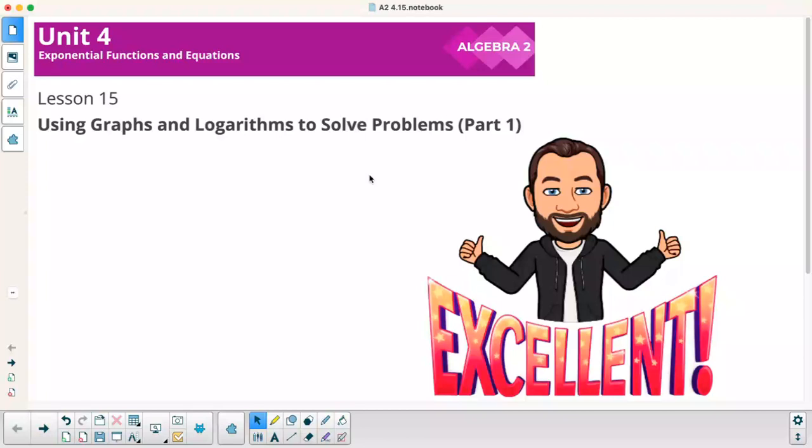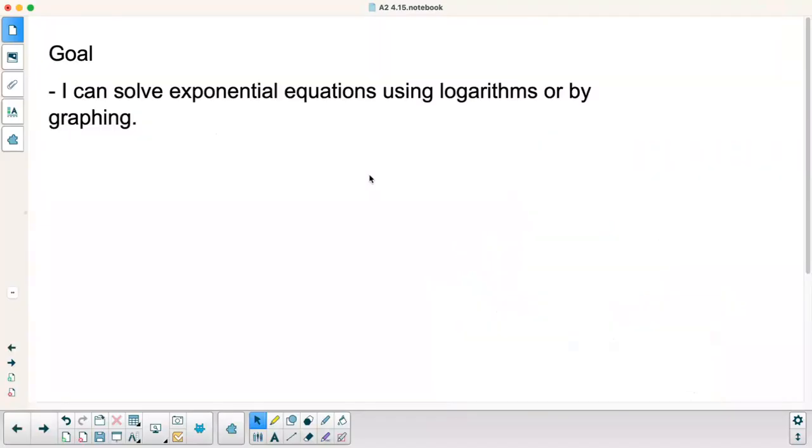Illustrative Math, Algebra 2, Unit 4, Lesson 15 is called Using Graphs and Logarithms to Solve Problems, Part 1. Goal today is I can solve exponential equations using logarithms or by graphing.